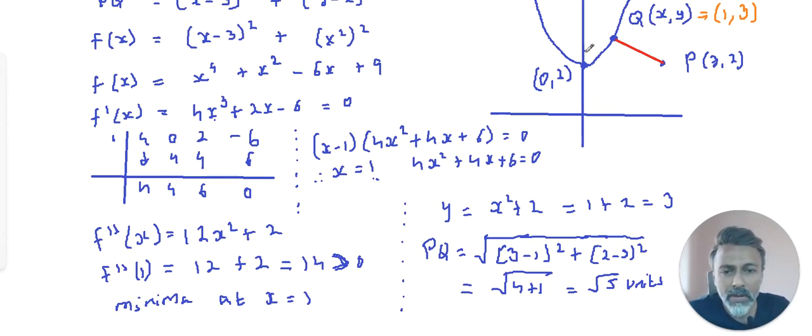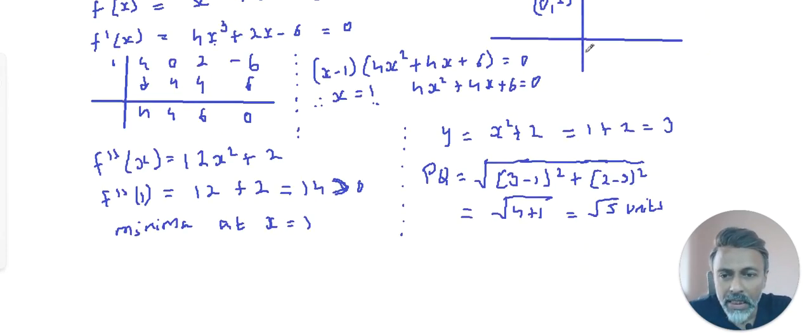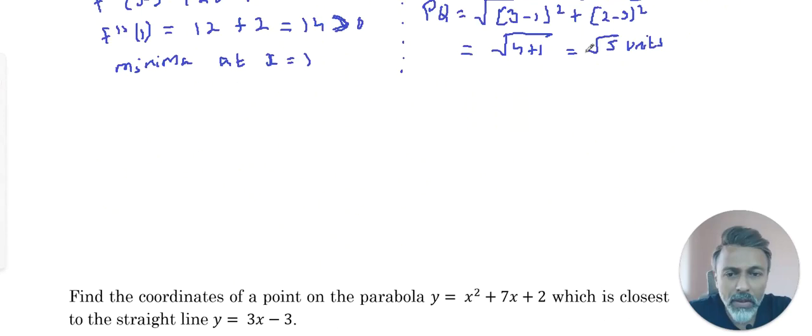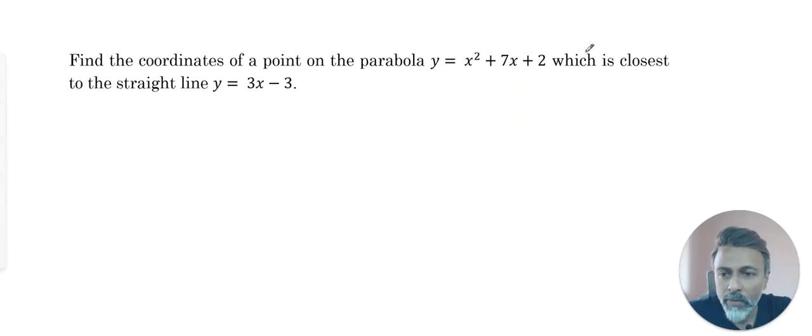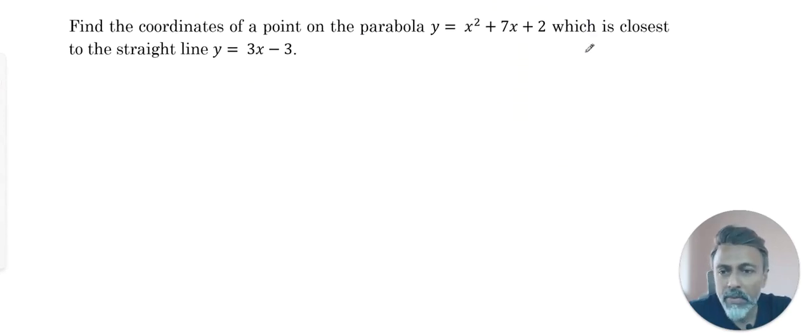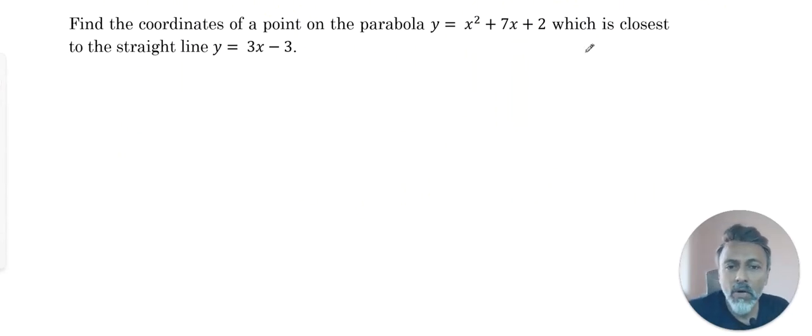Let's take one more similar question. So these are 4-mark questions. Let's take one more of similar type. Find the coordinates of a point on the parabola y is equal to x square plus 7x plus 2, which is closest. Closest means nearest, and nearest means minima. That's how you realize the question is from this topic. To the straight line y equal to 3x minus 3.